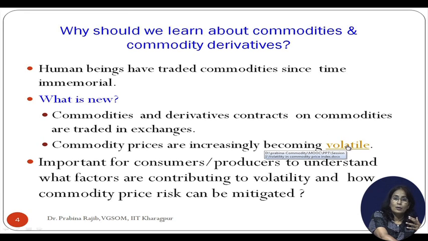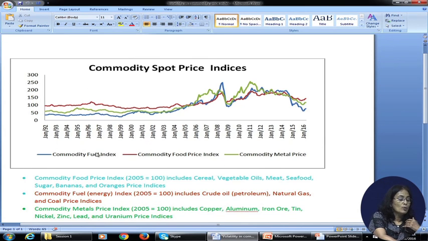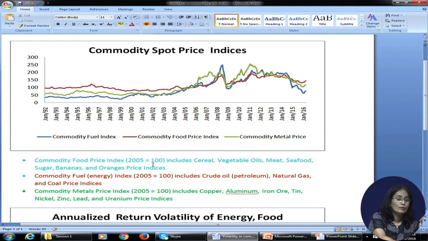So let's go to this particular link. This link indicates the commodity spot price indices for three underlying commodities. One is a commodity fuel index, the second is a commodity food price index, and the third is a commodity metal price index. All these indices have been benchmarked to the value of 100 in the year 2005. That is, the base year has been equated to 100, and the base year is 2005.